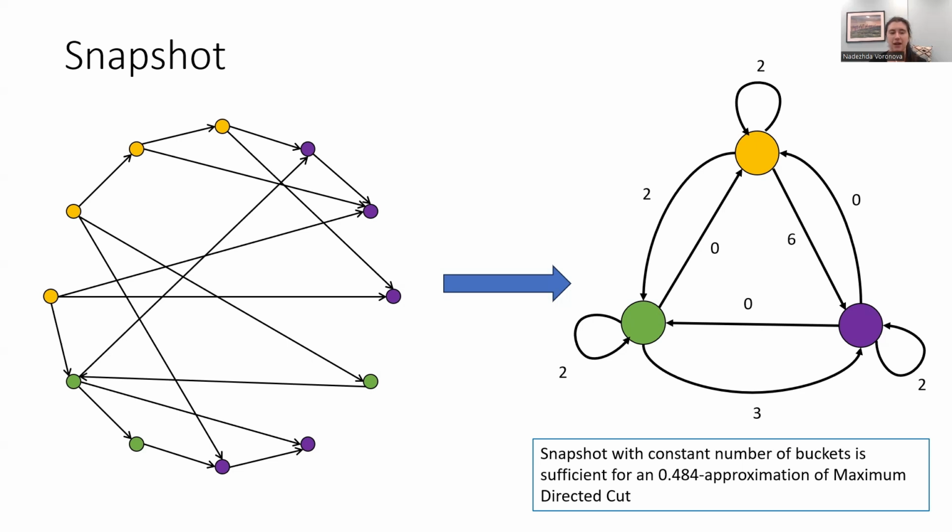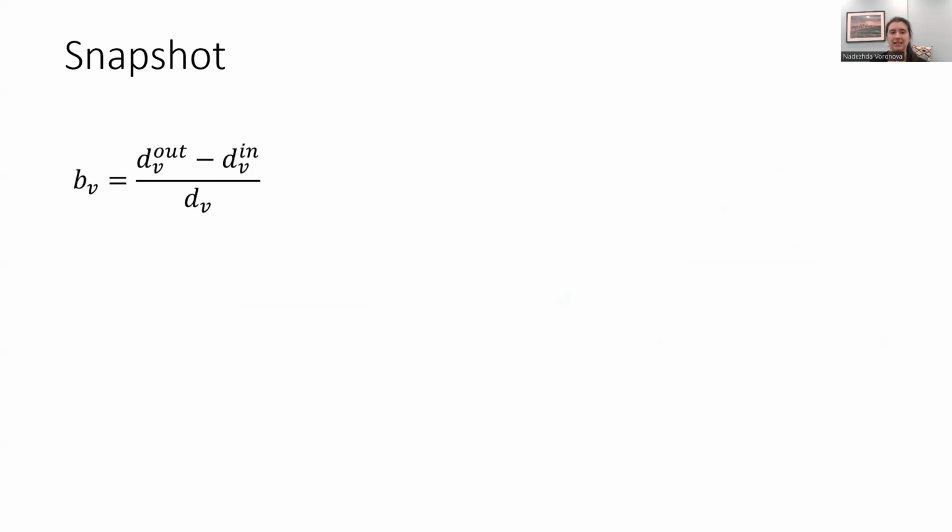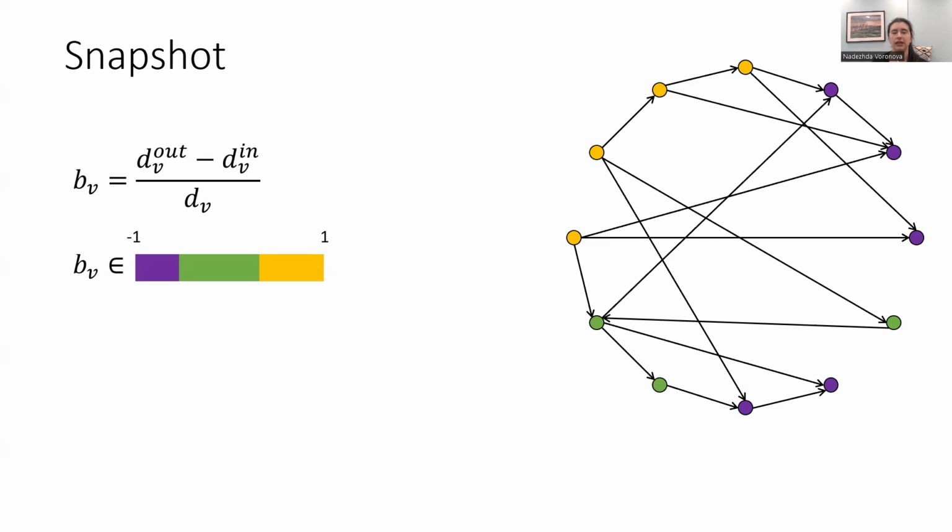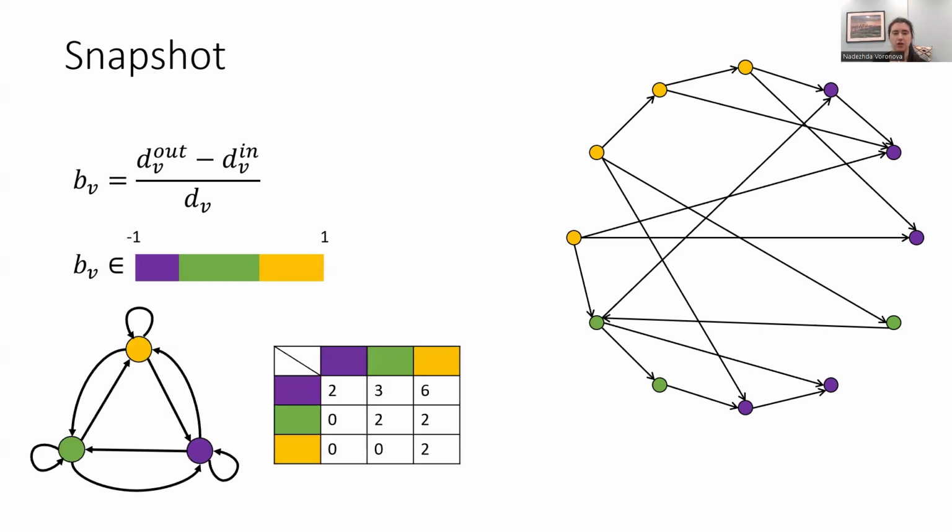These buckets depend on the biases of vertices. A bias of a vertex is the difference between its out and in degree normalized by its total degree. Note that this value is always somewhere between -1 and 1. And let's say that someone has given us a way to partition this interval into constant number of bias classes. Then we can partition the vertices of a graph with respect to this partition of biases into constant number of bias classes. And then a snapshot is basically a histogram of the number of edges that go from vertices of one bias class to another.